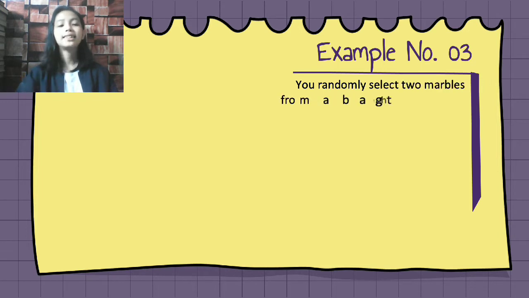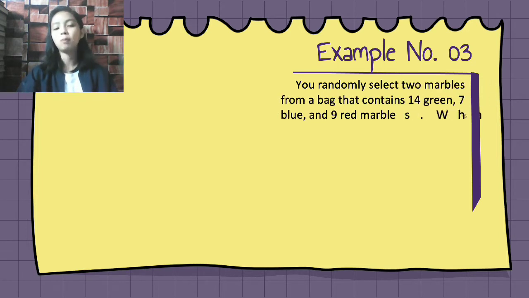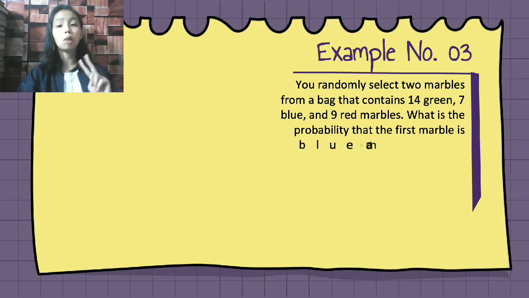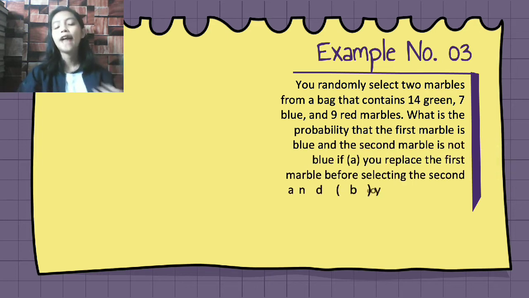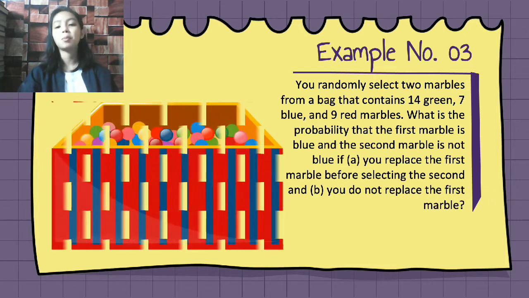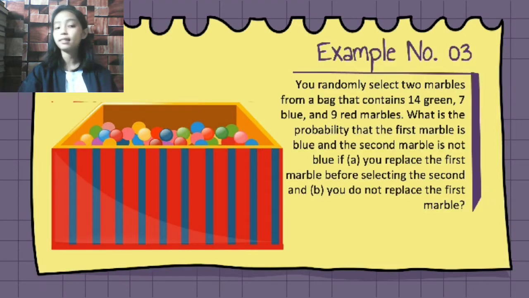For the last example, we will have this problem. You randomly select 2 marbles from a bag that contains 14 green, 7 blue, and 9 red marbles. What is the probability that the first marble being selected is blue and the second marble is not blue if A, you replace the first marble before selecting the second, and B, you do not replace the first marble? Again, you may pause the video and try to answer it yourself as practice.